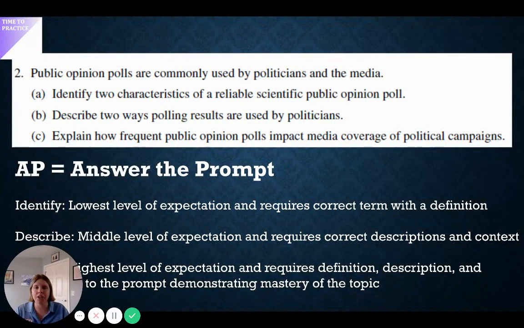Okay, another chance for practice. This is a free response question. So if you want to test your knowledge on polls, just know that if you're ever asked to identify something in a free response, it's usually the lowest barrier. Describe requires more detail, more description, and then explain requires the highest level of expectation. You need to define, you need to describe, and you need to explain and connect it back to the topic, basically.